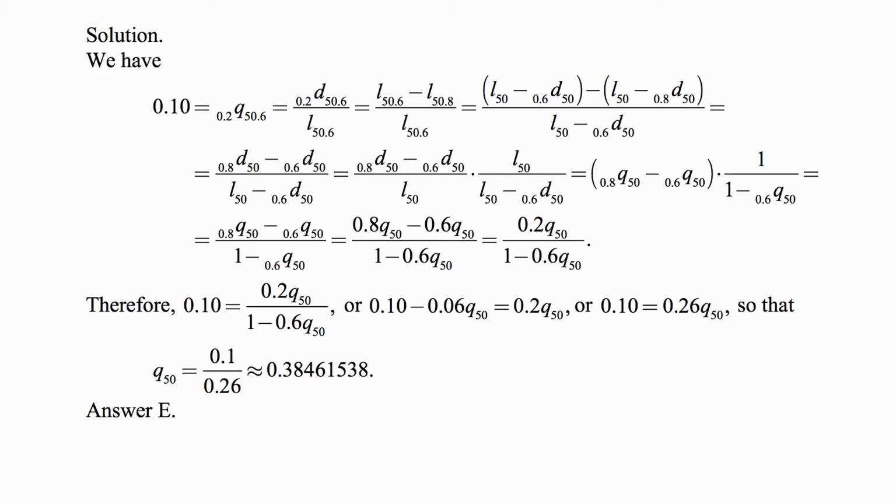So this expression is equal to 0.10, and this is a simple equation in which Q50 is the only unknown. So we rearrange it, and we end up with 0.10 equals 0.26 Q50, so that Q50 is 0.1 over 0.26, or approximately 0.38461538, and that's answer E, which is 0.385. So this is approximately 0.385.